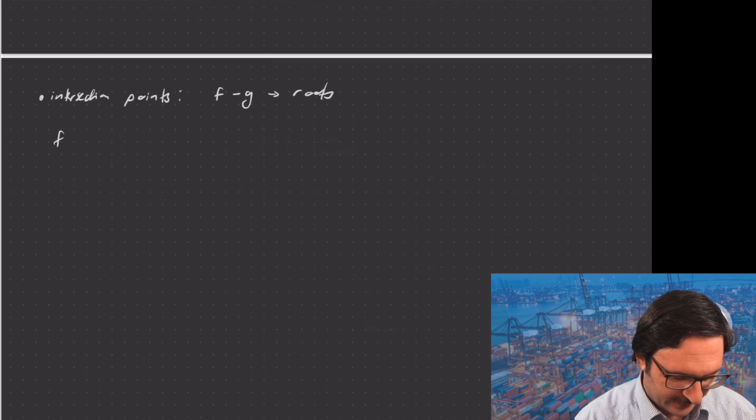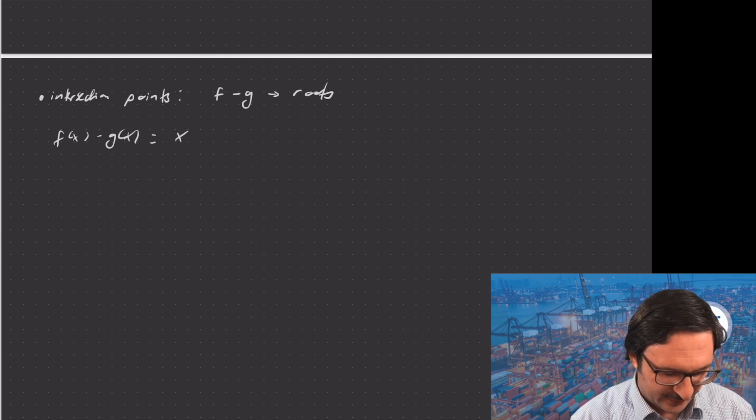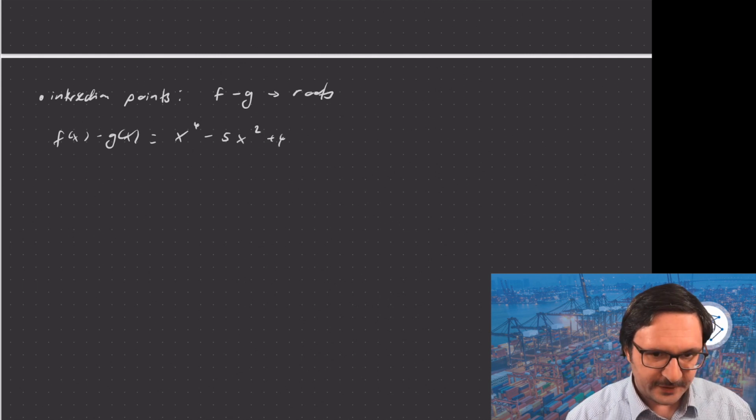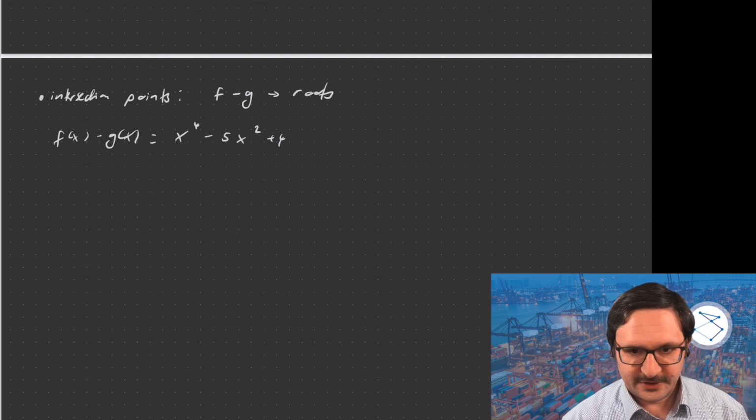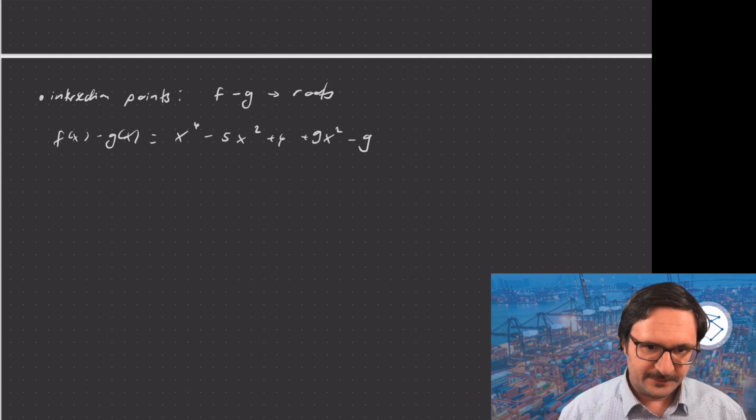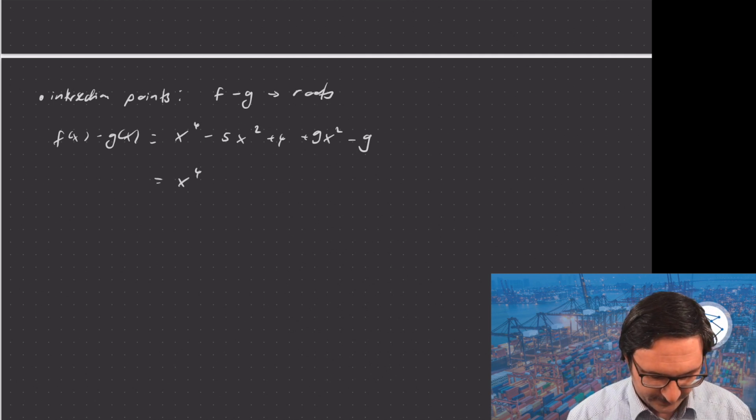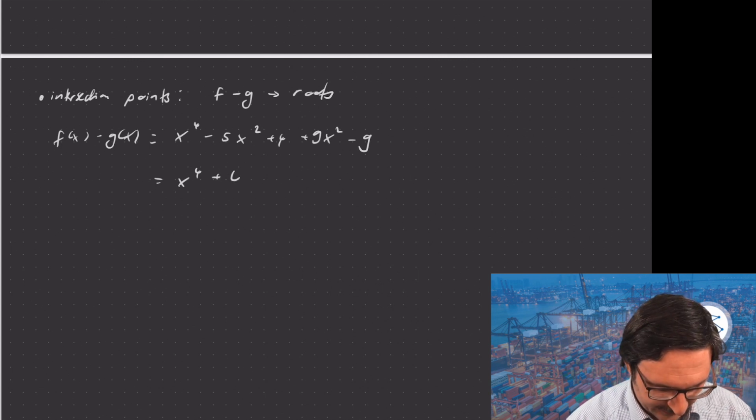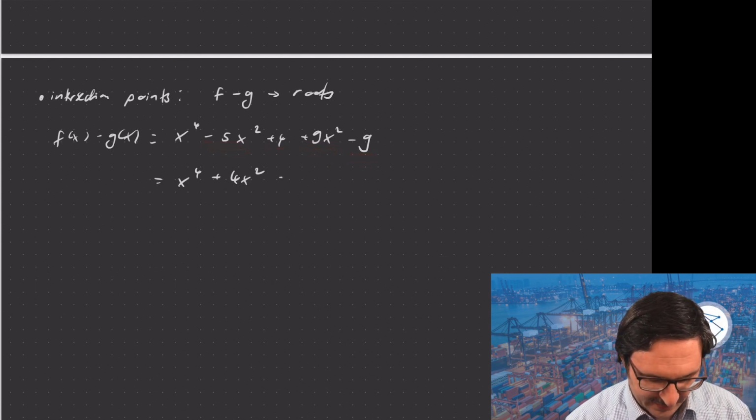And if we look at that, f of x minus g of x is, well, f is x to the power of 4 minus 5x squared plus 4, and g is minus 9x squared plus 9, so if you subtract g, that's plus 9x squared minus 9, of course. So what we get is x to the power of 4, then we have plus 4x squared, and we have 4 minus 9, so that's minus 5.